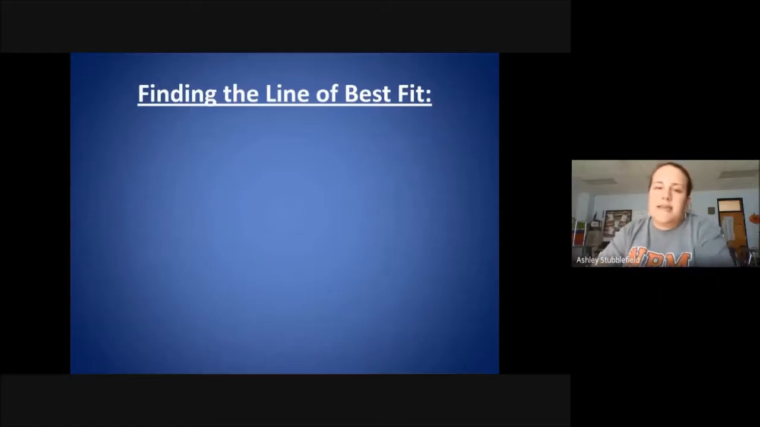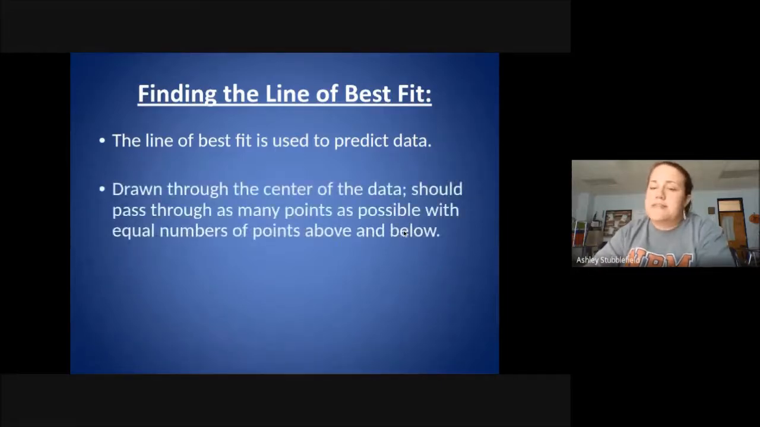Another aspect to scatter plots is called the line of best fit, and it is used to predict data. And so what you do is draw a line through the center of most of your data points. Your line should pass through as many of your points as possible. And if you have to put it not on every point, you want some of your points above it and some below it, preferably equal numbers above and below.